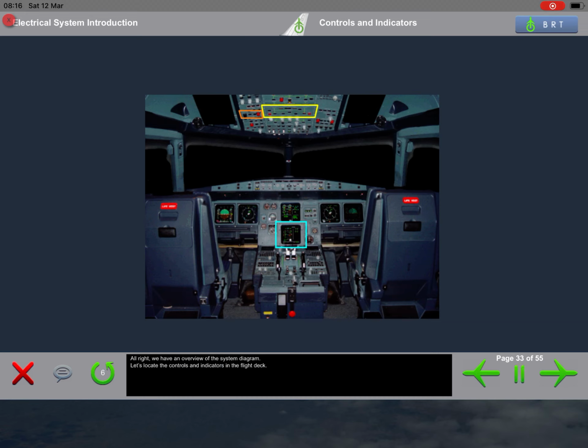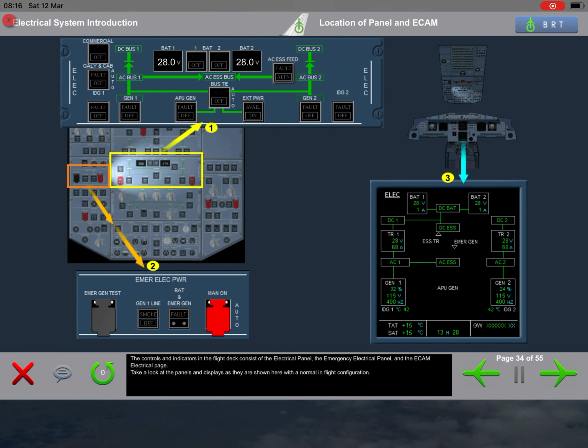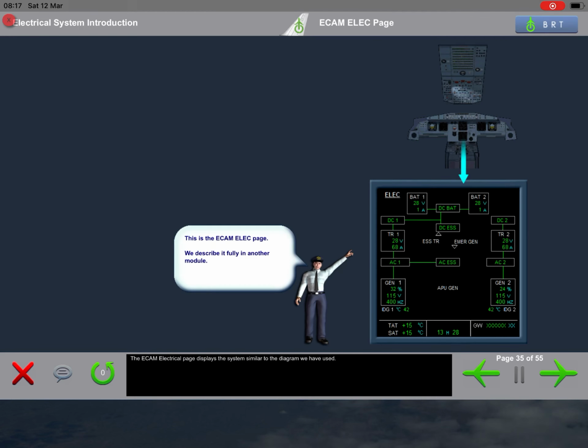All right, we have an overview of the system diagram. Let's locate the controls and indicators in the flight deck. The controls and indicators in the flight deck consist of the electrical panel, the emergency electrical panel, and the ECAM electrical page. Take a look at the panels and displays as they are shown here with a normal in-flight configuration. The ECAM electrical page displays the system similar to the diagram we have used.